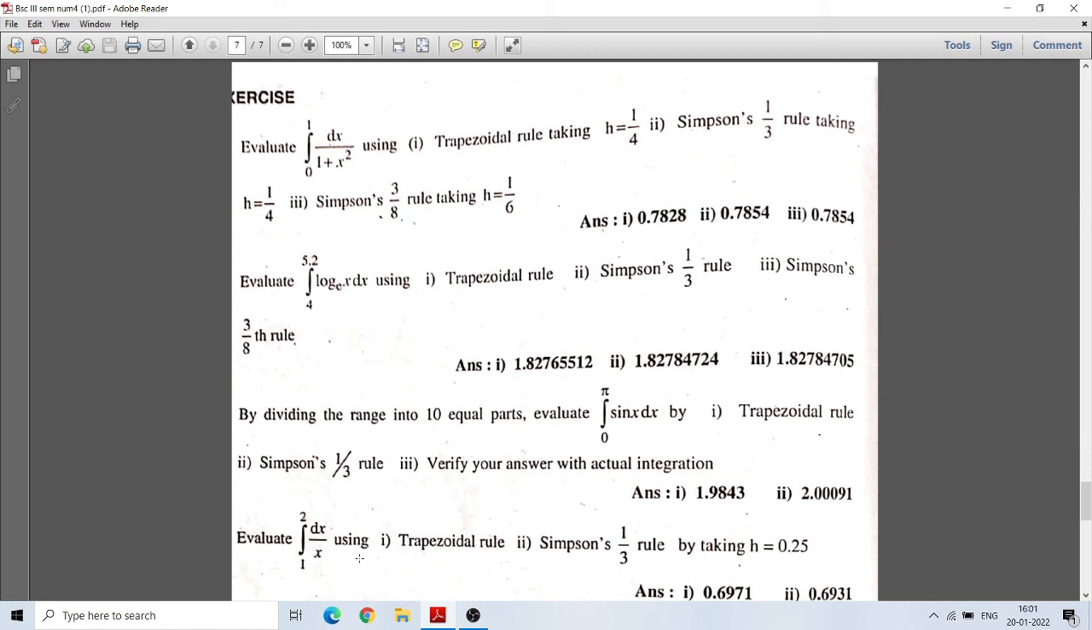Now these are some examples from the textbook. Try to solve all of these. Okay. We meet in the next class. This is your last class. After this class your syllabus is completed. If you need revision, we can take revision classes. Okay. See you next.